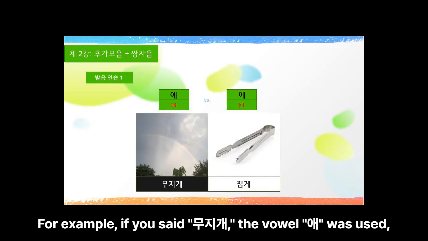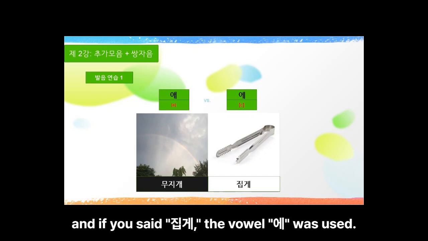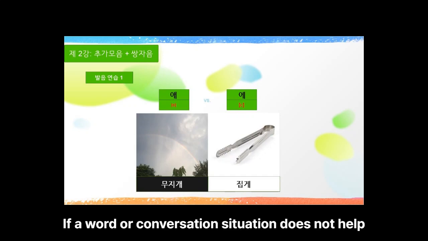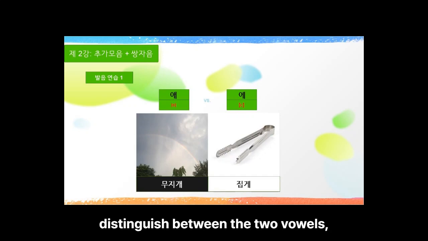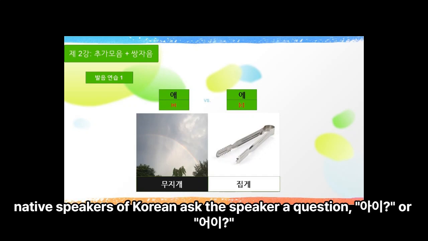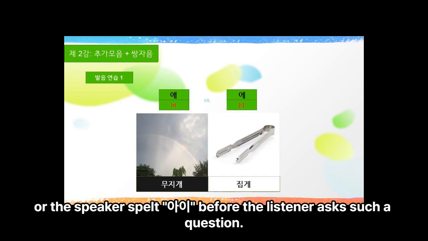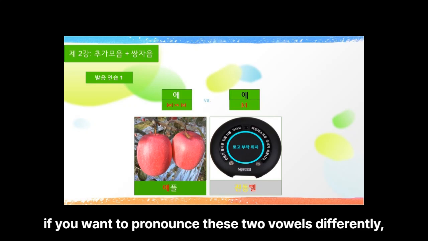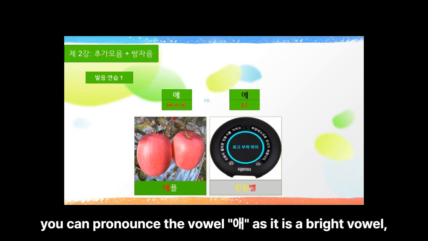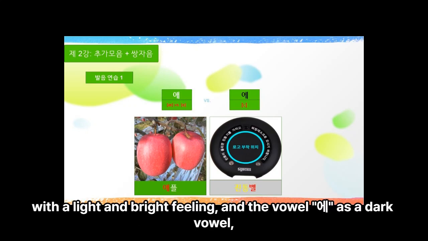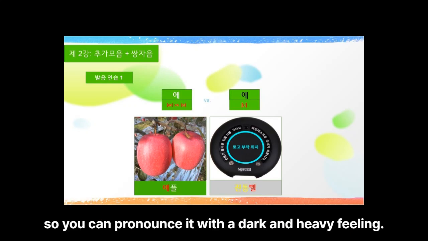For example, if you said mujige, the vowel a was used, and if you said jeepge, the vowel e was used. If a word or conversation situation does not help distinguish between the 2 vowels, native speakers of Korean ask the speaker a question, or the speaker spells it out, before the listener asks such a question. On the other hand, if you want to pronounce these 2 vowels differently, you can pronounce the vowel a, as it is a bright vowel, with a light and bright feeling, and the vowel e, as a dark vowel, with a dark and heavy feeling.